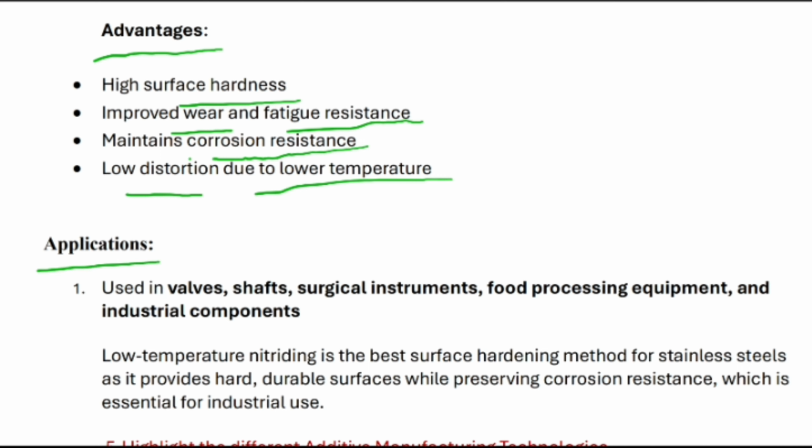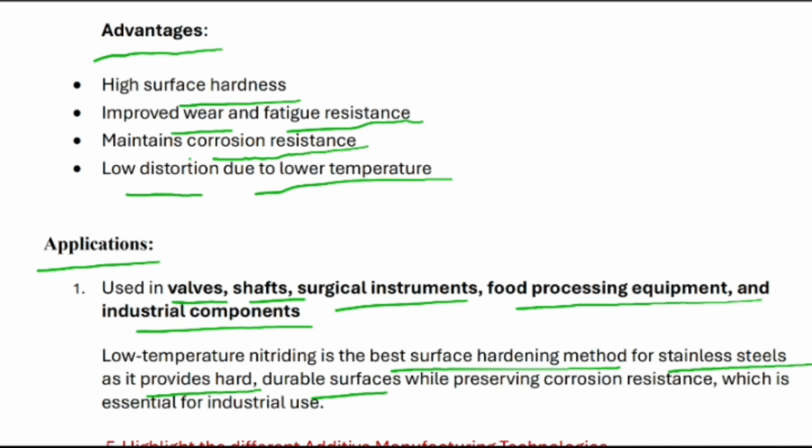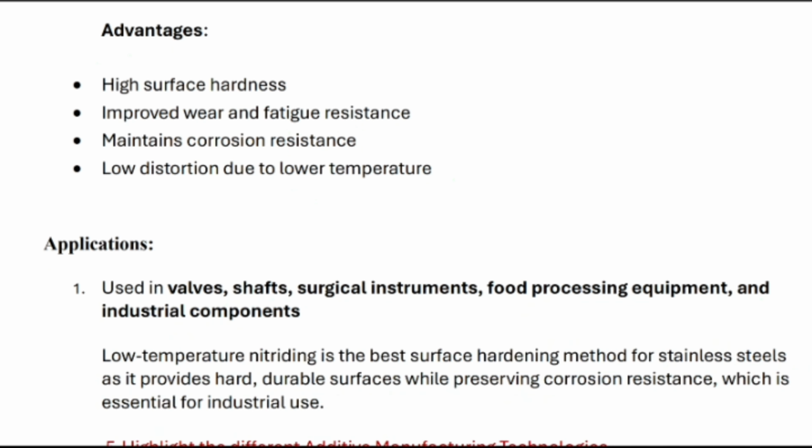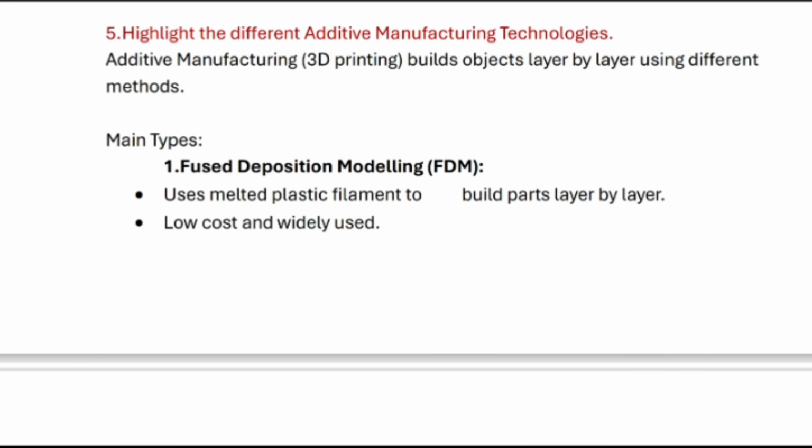Coming to the applications, we can use it for valve shafts, surgical instruments, food processing equipment and industrial components. Low-temperature nitriding is the best surface hardening method for stainless steels, as it provides a hard, durable surface and preserves corrosion resistance, which is essential for industrial use. Next, highlight the different additive manufacturing technologies.